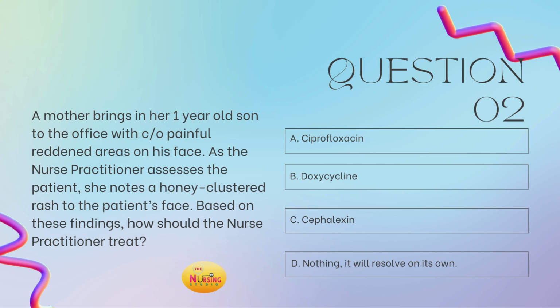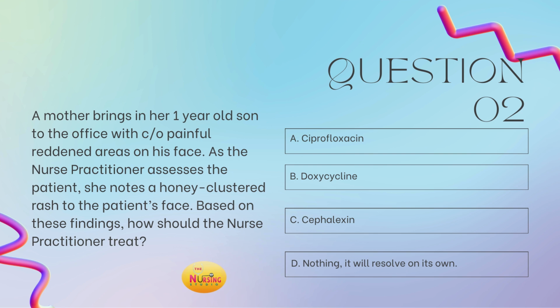Complaining of these painful reddened areas, right? That's the subjective. Objective, the nurse practitioner notes honey clustered rash on the patient's face. All right, so to get to that diagnosis based off that assessment, here comes that key identifier, and I tell you, my little thing, like when I say this, you say that. When I say honey cluster, you say impetigo, right?